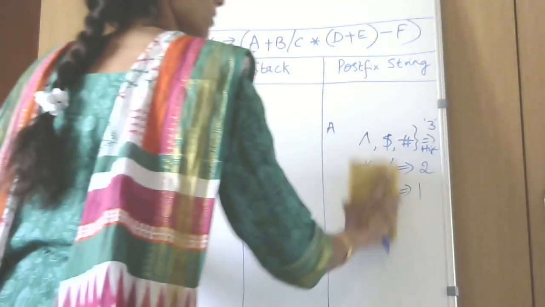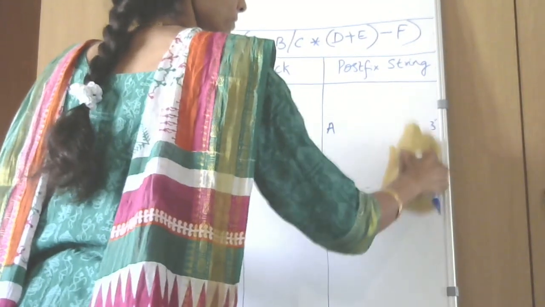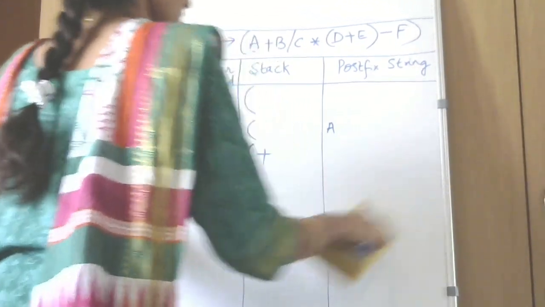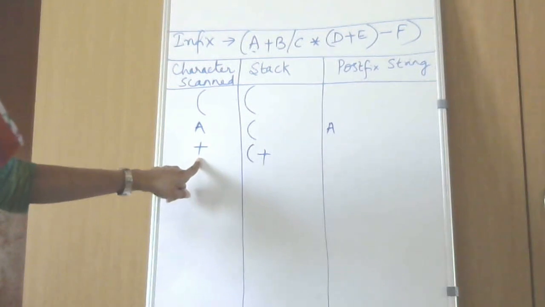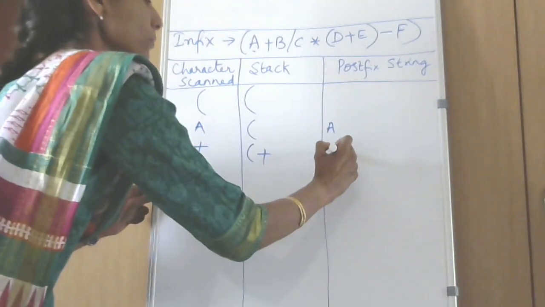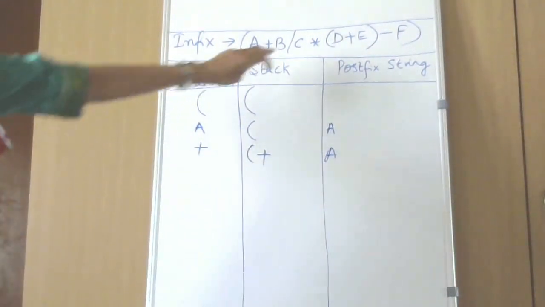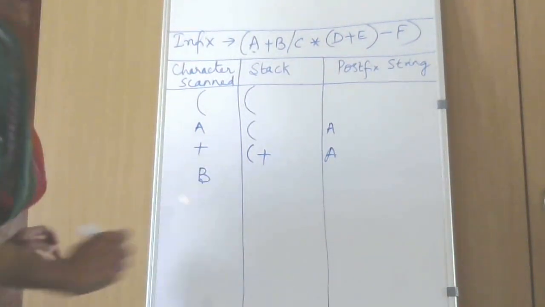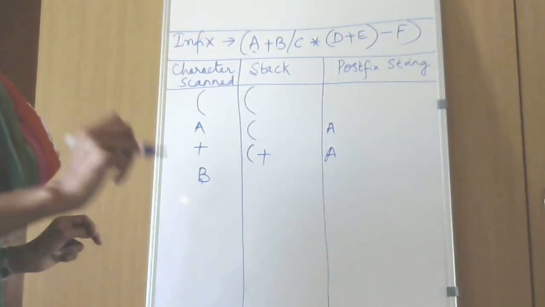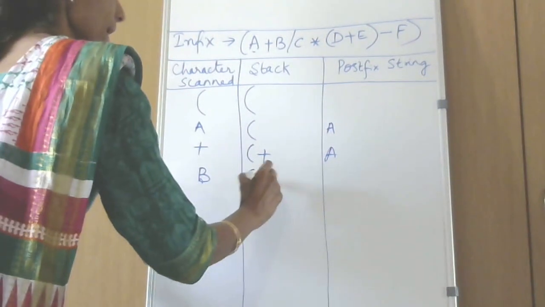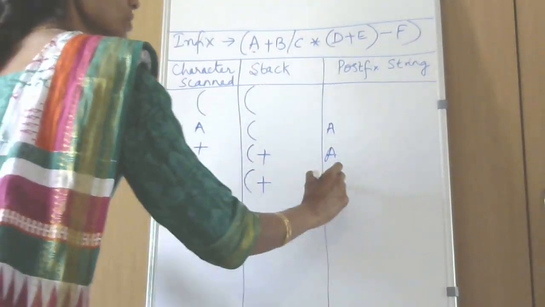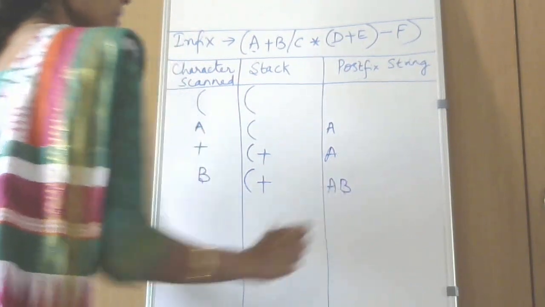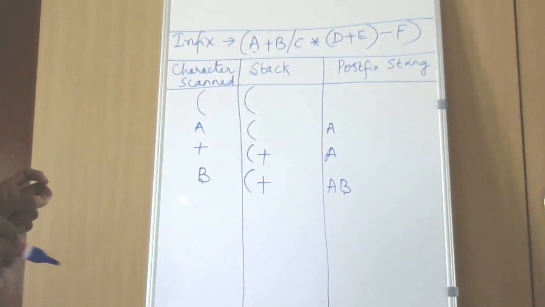Let us keep this operator precedence in mind. I need some space there. So my postfix string remains E. Next, we are encountering the character scanned as B. Now, B is an alphabet, so the stack will remain as it is. I have no change there. B will become part of the postfix string.